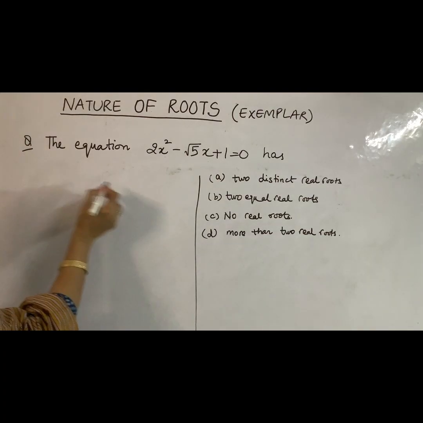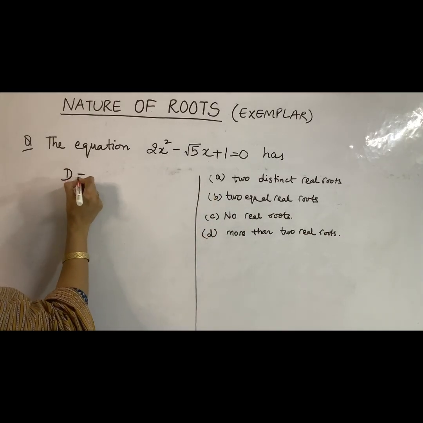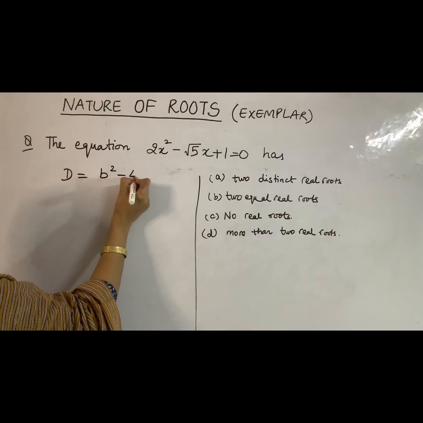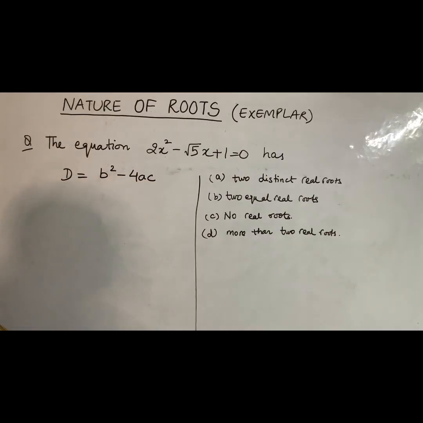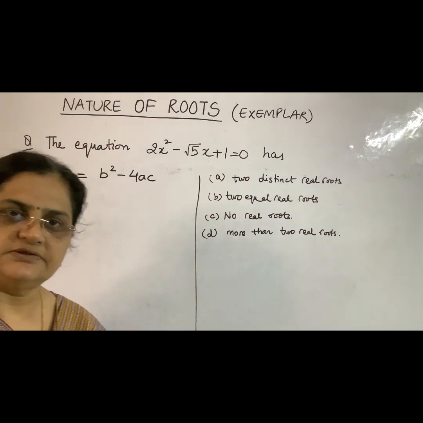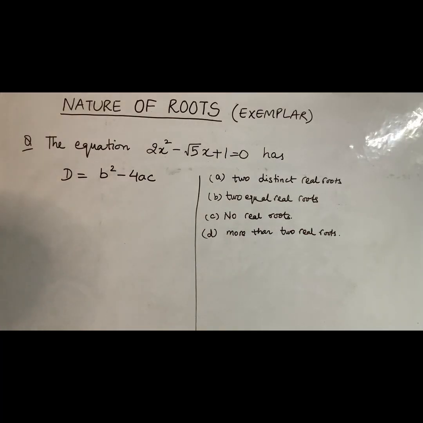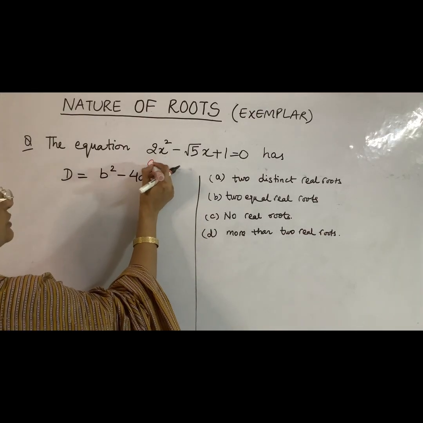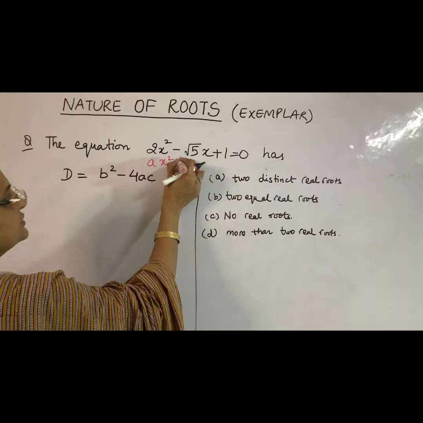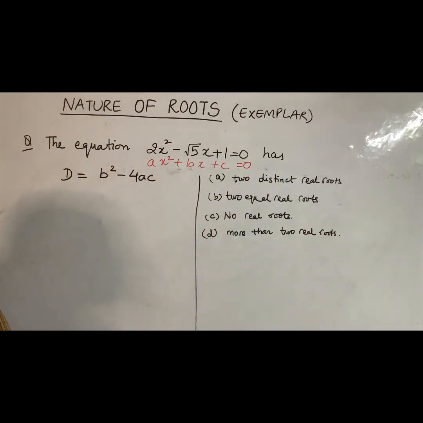So over here, to decide the nature of the roots, what do you have to do? You have to find out the value of D. D is the discriminant, and formula wise, D is b square minus 4ac. So our thought process will be to find out the value of D. For that, we have to identify a, b and c. So let us compare with ax square plus bx plus c is equal to 0.